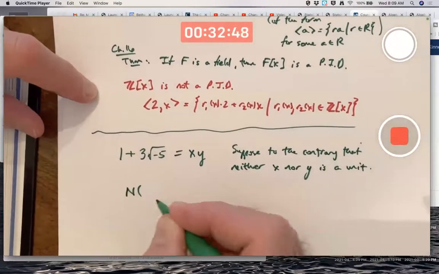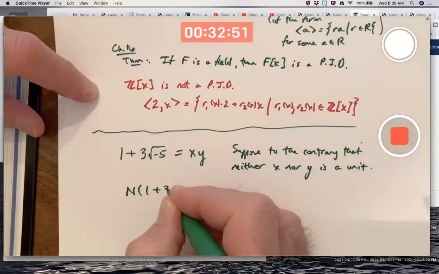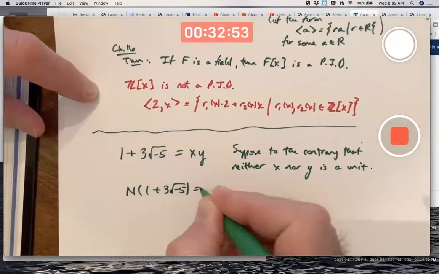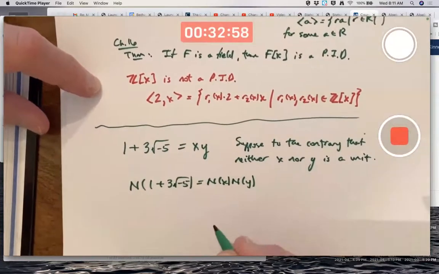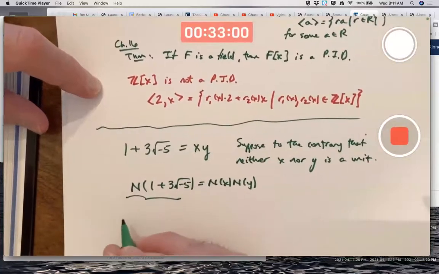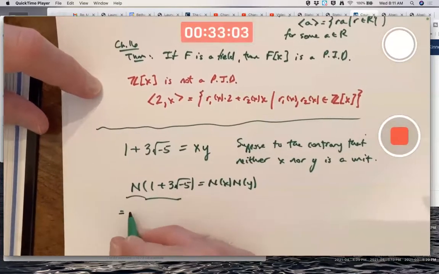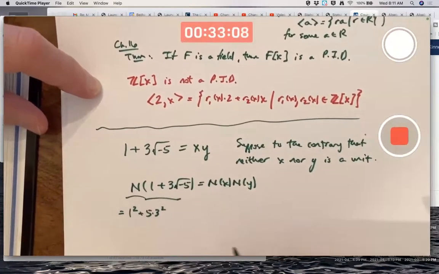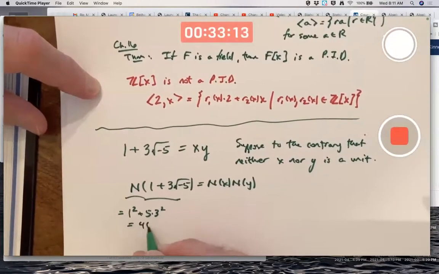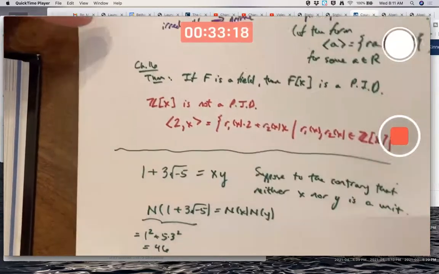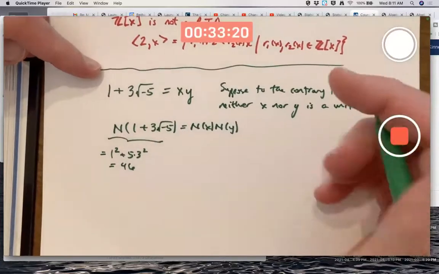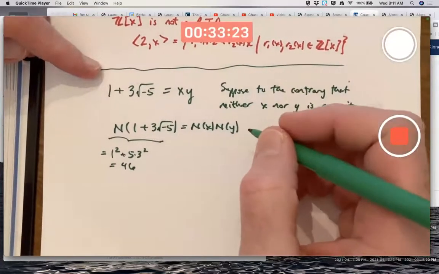So we've got to apply this norm function and use its properties. If I take the norm of both sides, I can say this is true. But what does this equal? It equals 1 squared plus 5 times 3 squared. 3 squared is 9, times 5 is 45, plus 1 is 46. Okay, the argument here would be definitely trickier, I think, if we were going to do it fully.